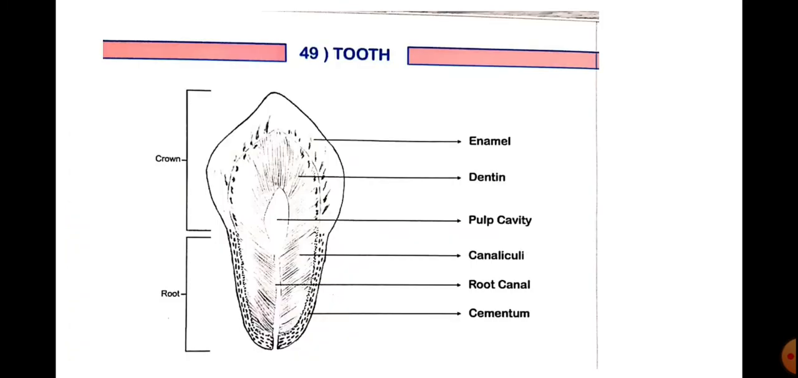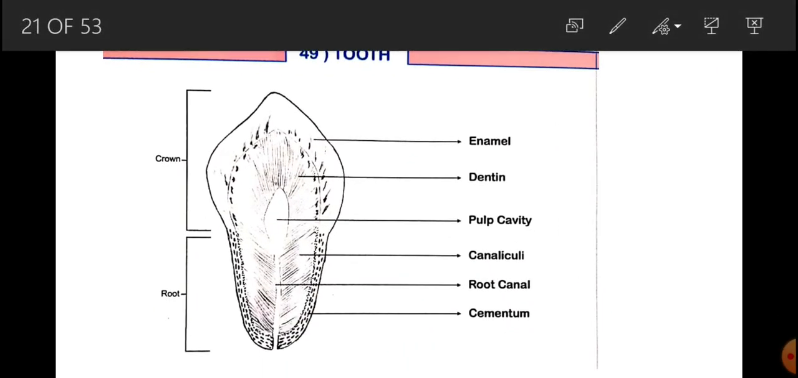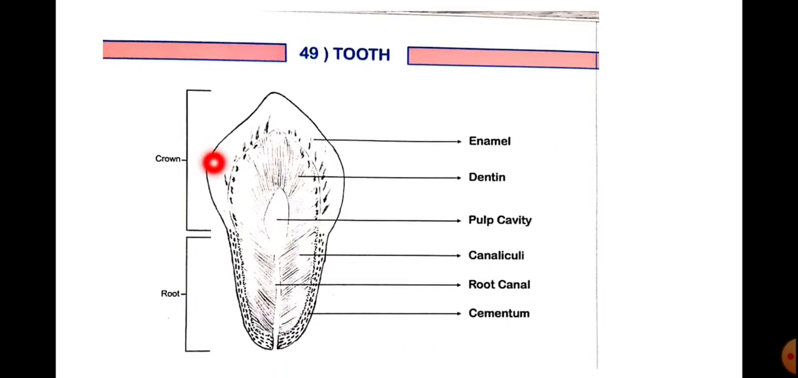Okay, so here is the diagram of the tooth that you have to draw in the journal. Here also we will see what the different parts are. These are the different parts. Here the first is the crown. This is the crown portion, and this is the root portion of the tooth.